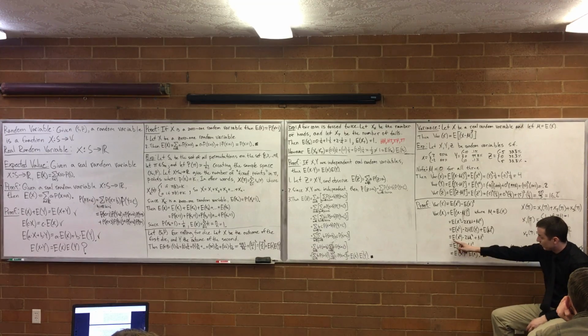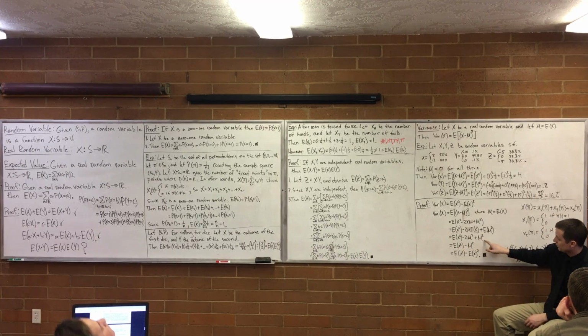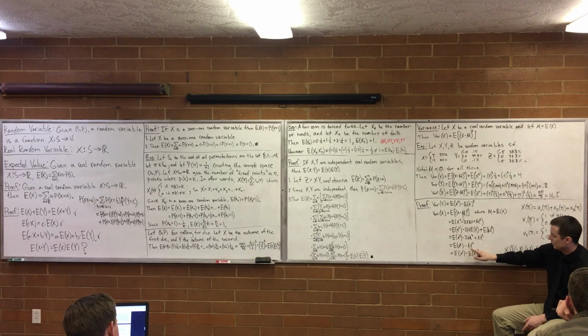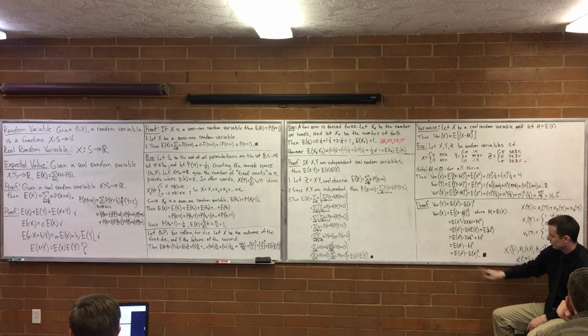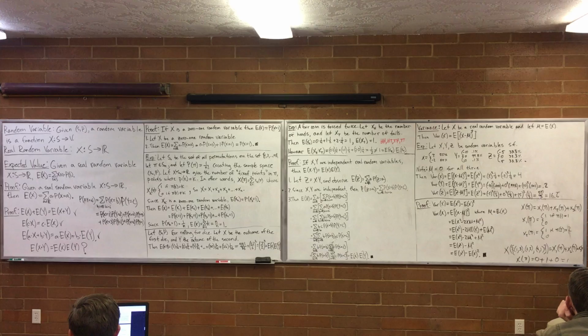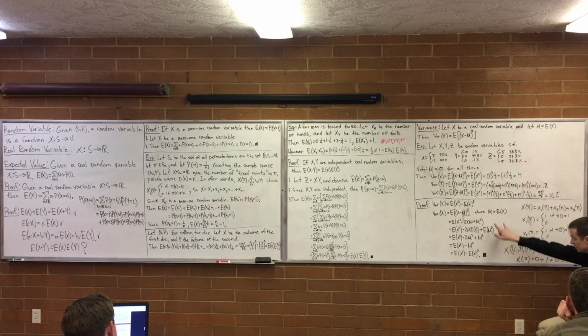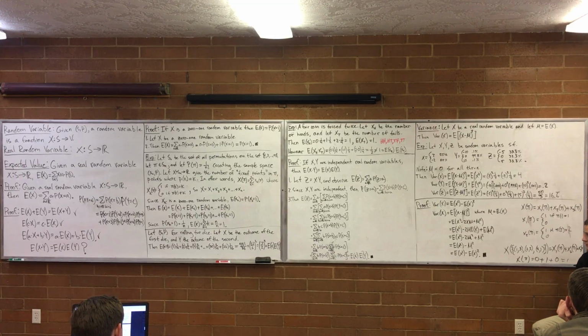So now we have the expected value of x squared minus 2 mu squared plus mu squared, which is just the expected value of x squared minus mu squared, where mu was the expected value of x. So there we go. That's the proof that that's another way to calculate the variance. And there we go.